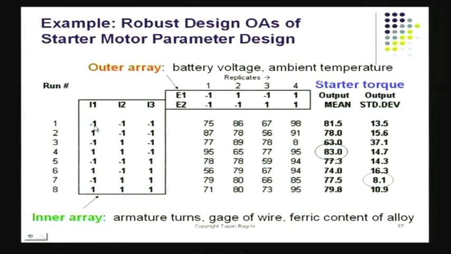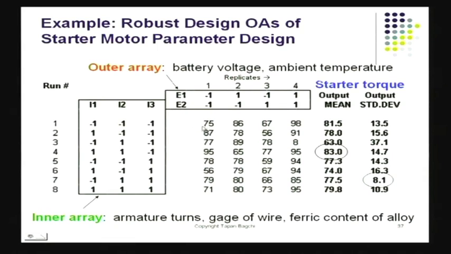I1 is one of the design variables, armature. I2 would be gauge of wire, also kept at low level, and the ferric content of the core was also kept at low level. They ran this trial and they made sure that while these results were evaluated, the motor itself, the prototype itself, was subjected to these noise conditions.